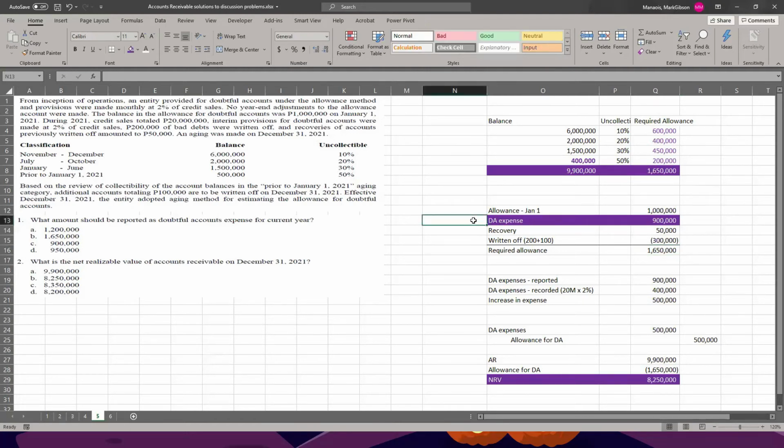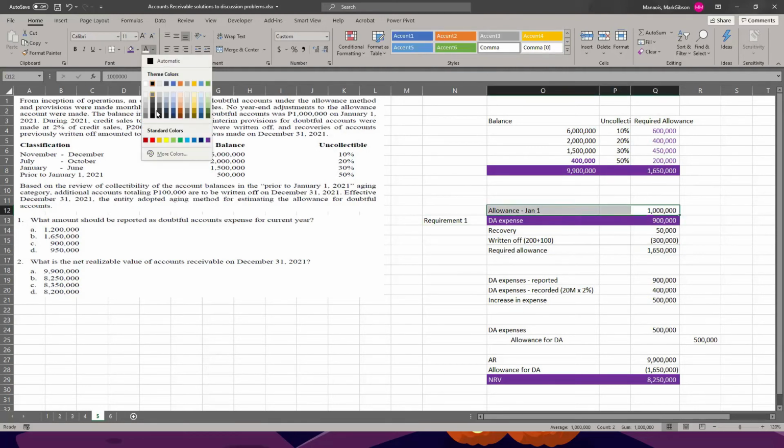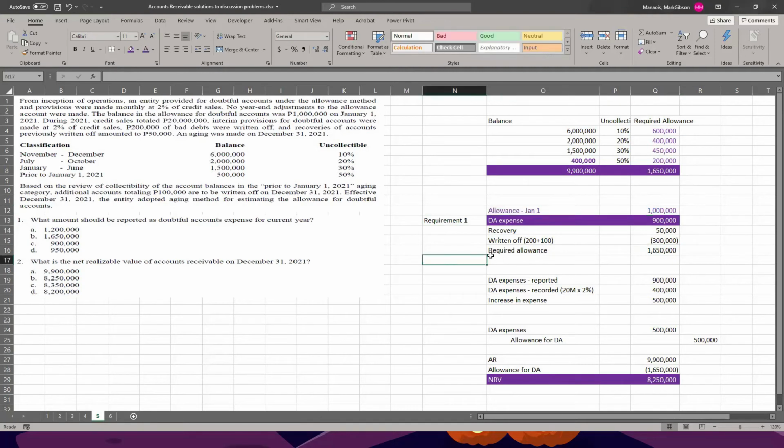So since we already have the required allowance of 1,650,000, we can now complete the different items and squeeze in the missing one. This is requirement number 1. The allowance of 1 million is given, so this is the beginning balance. And then recovery of 50,000 is also provided: recoveries of accounts previously written off amounted to 50,000. And how much was written off? It says here, 200,000 pesos of bad debts were written off.